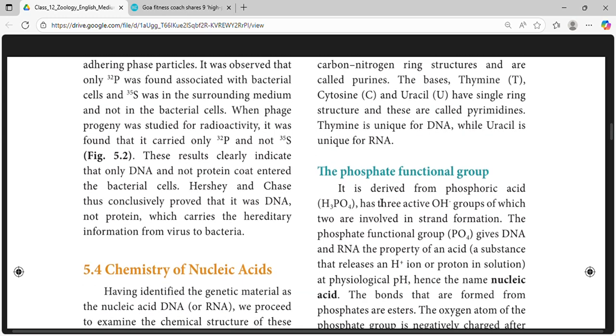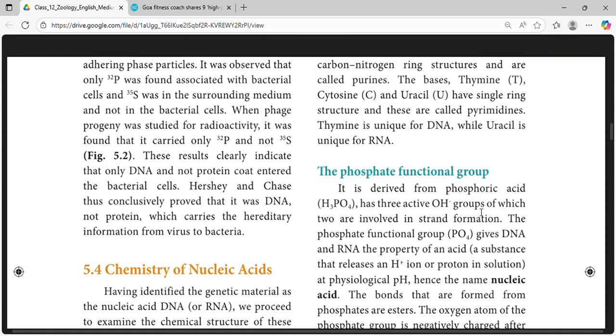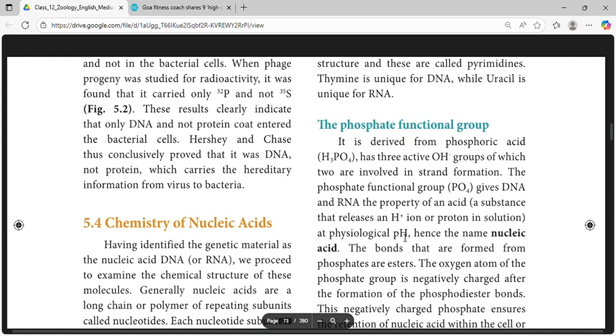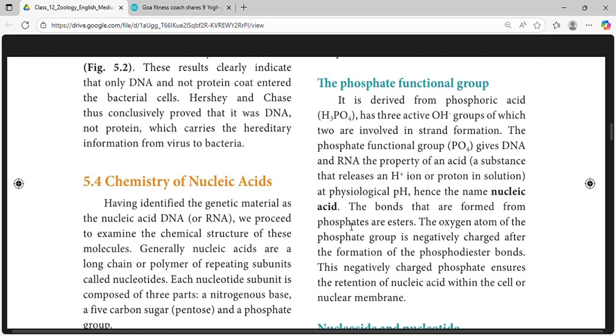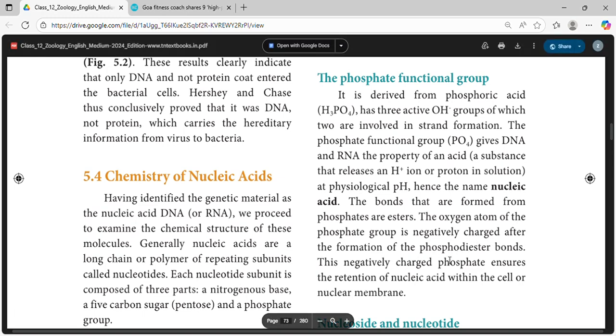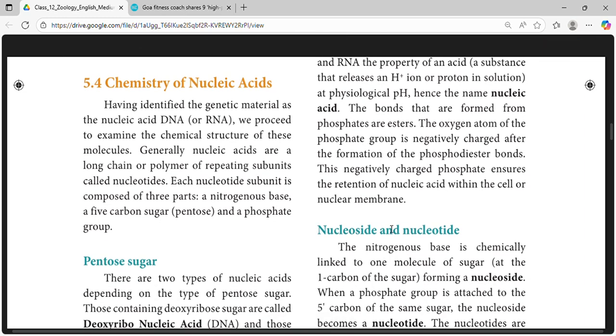The phosphate functional group is derived from phosphoric acid, H3PO4, which has three active OH groups, of which two are involved in strand formation. The phosphate functional group PO4 gives DNA and RNA the property of an acid, a substance that releases an H+ ion or proton in solution at physiological pH, hence the name nucleic acid. The bonds that are formed from phosphates are esters. The oxygen atom of the phosphate group is negatively charged after the formation of phosphodiester bonds. This negatively charged phosphate ensures the retention of nucleic acid within the cell or nuclear membrane.